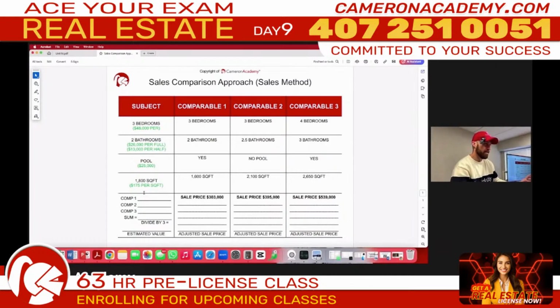It's not always going to be these features, but we're going to use these features to see how it works. Do you see the subject property? Let's go through these features together. 3-bedroom, 2-bath, has a pool, 1,800 square feet. But our ultimate goal from this is to figure out the estimated what? Value. That's the only thing we're missing.